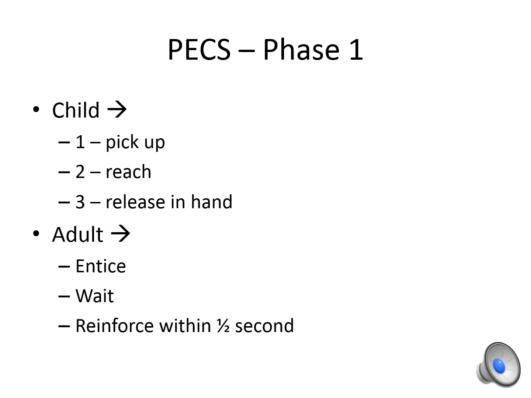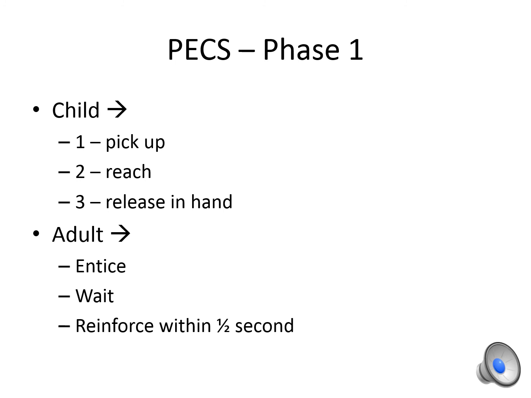So in phase 1, you'll notice in the video on YouTube that the child reaches for something. If they reach for an object, then the prompter is going to help them pick up the picture, reach toward the communication partner, and release the picture into the partner's hand.